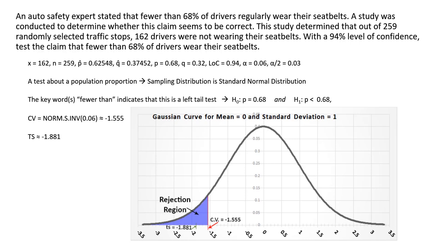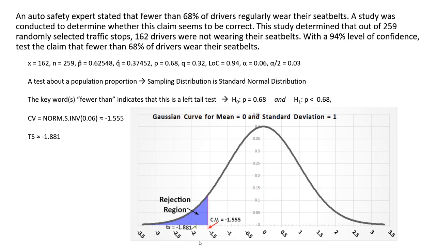Bottom line is this. All hypothesis testing boils down to the calculation of two numbers. One number is the critical value, and the other is the test statistic. We compare those two numbers, and depending upon where your test statistic falls with respect to your critical value, that will tell us whether or not this test is statistically significant enough to say, within a certain level of confidence, that the original claim is no longer true.